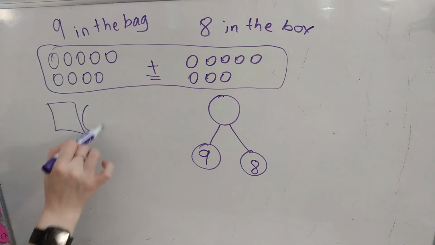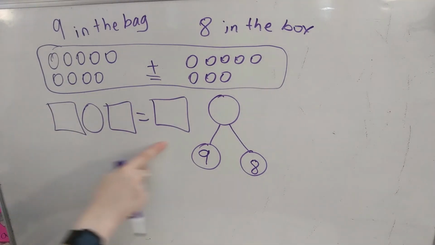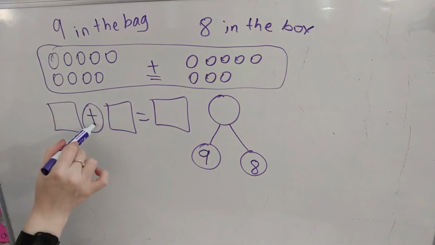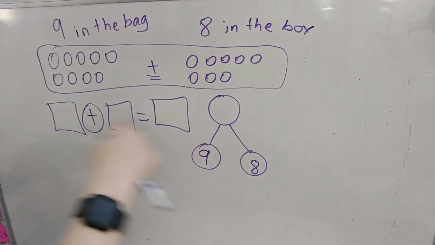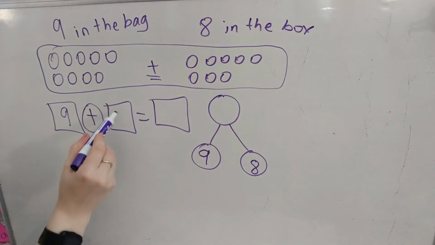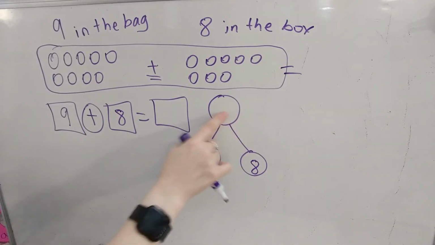Underneath, you have a square, a circle, a square equals another square. This is so you can write your own equation. We're trying to find the total all together, so we know we're going to add. What 2 parts are we going to add? To get the whole, we're going to add the 9 that are in the bag plus the 8 that are in the box to figure out how many there are all together.